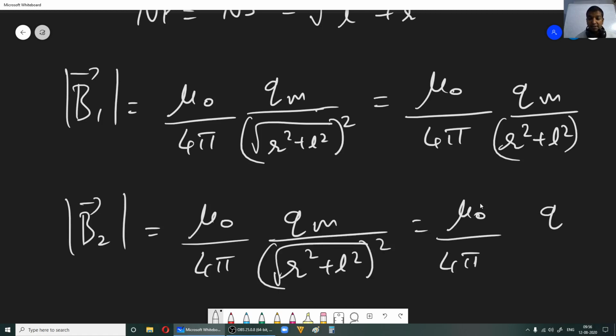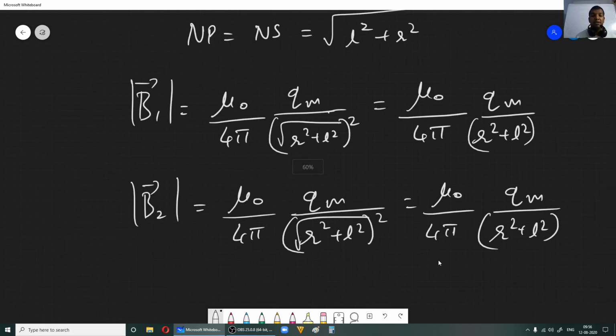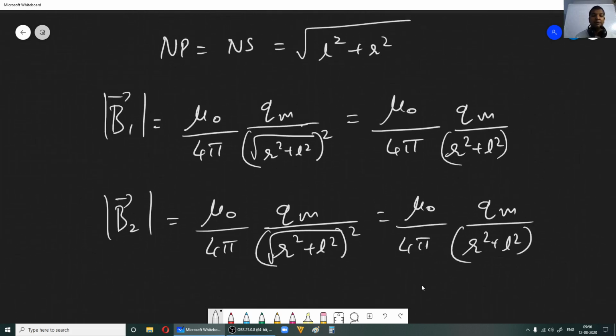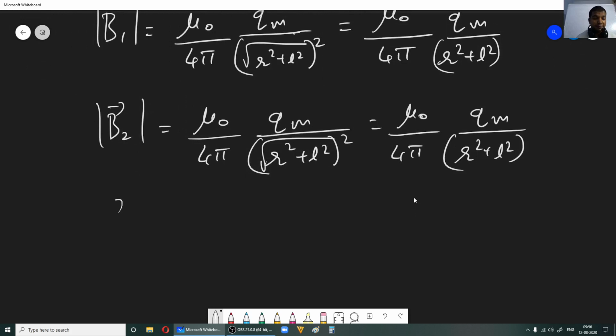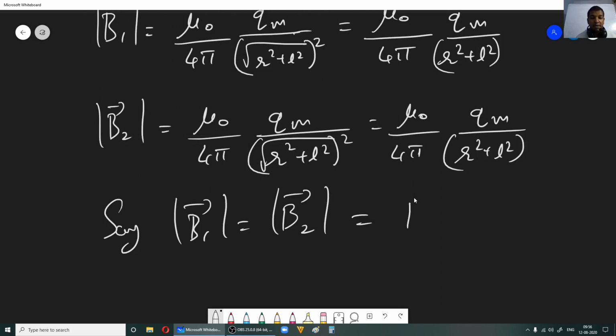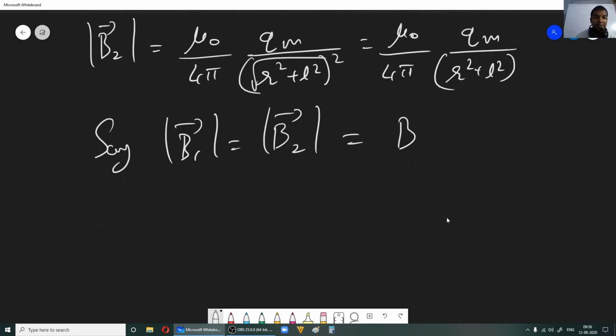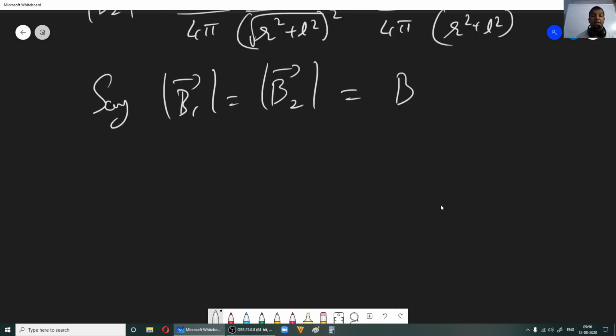So you can see that the magnitudes of B1 and B2 are the same. You can clearly see from this expression. Therefore, let us say the magnitude of B1 is equal to the magnitude of B2. Let us call it B, since the magnitudes are same. Now you can say B1 cos theta is equal to B2 cos theta.